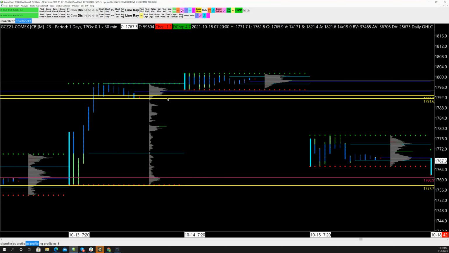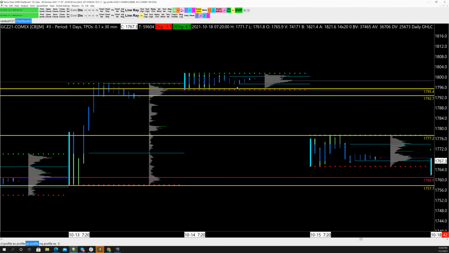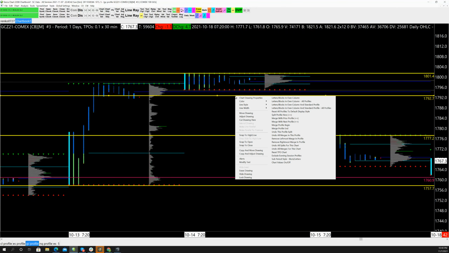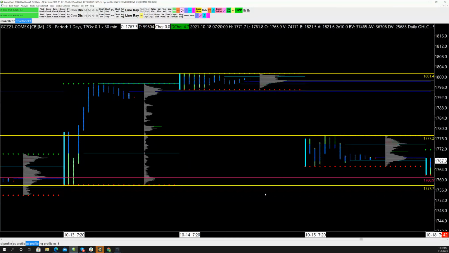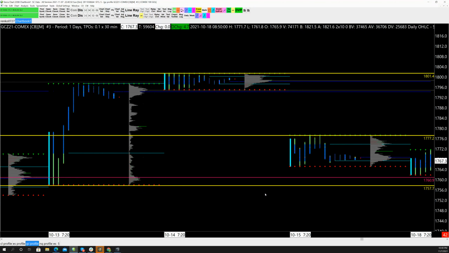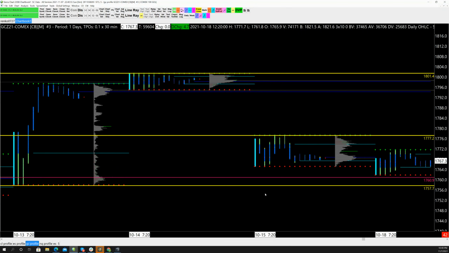So now the playing field moves. The playing field looks like this. Here, that needs to be fixed. And now this needs to be fixed, and this still needs to be fixed. So I'm looking for that 1757 to get taken out, or the 1777.20.